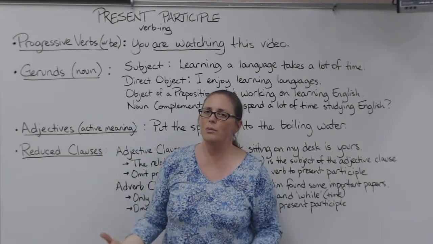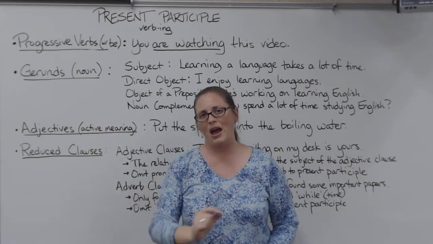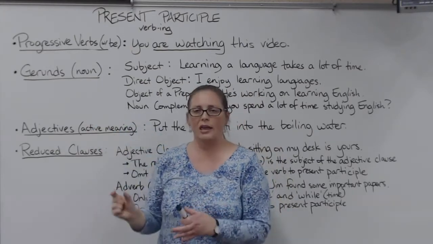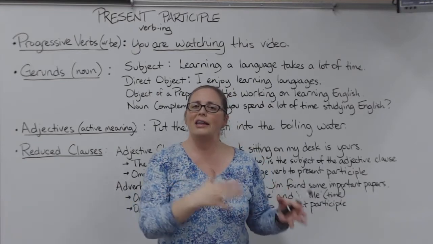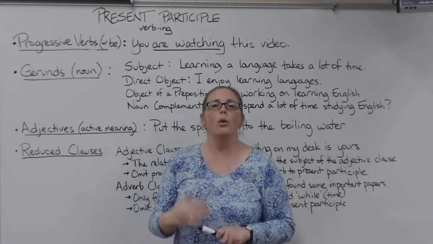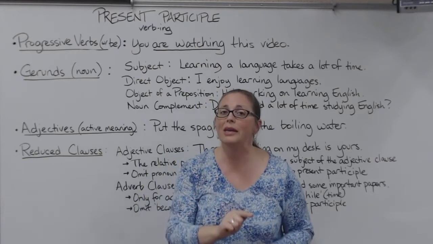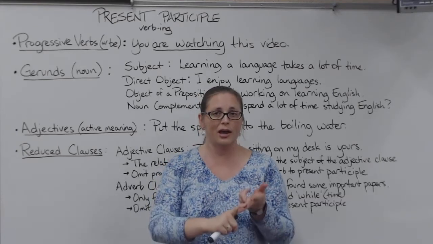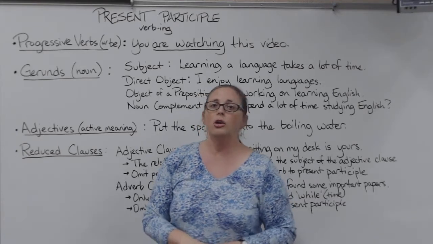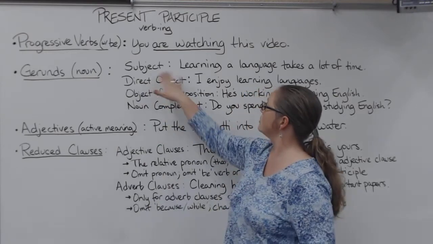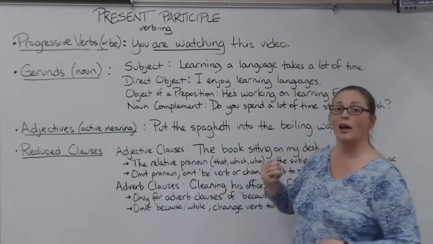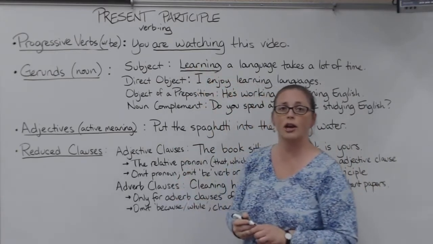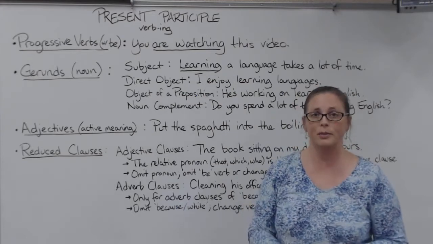Now, gerund functions as a noun in English. So it is a noun form. You're taking a verb and you're creating a noun form with it. When you have a noun form, that means that it can be used as a subject or an object in a sentence. You can use gerunds as a subject. Learning a language takes a lot of time. Here's our subject, learning. It is a gerund. It is a present participle.